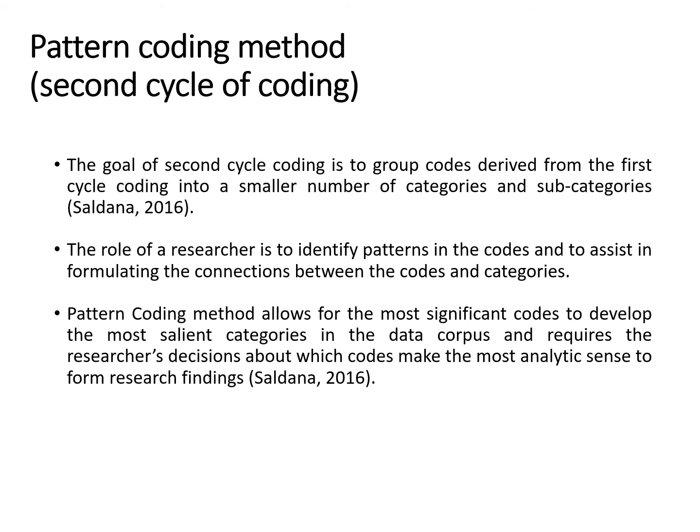We need to choose because from the first cycle of coding, we might end up with thousands of codes, and now we have to make a decision out of these thousands. How do we choose the most salient categories that help us to answer our research question? So at this point we really need to be guided by our research question, so that of the codes we have derived from the first cycle of coding, we only use those for the categories that will help us to answer the research question.